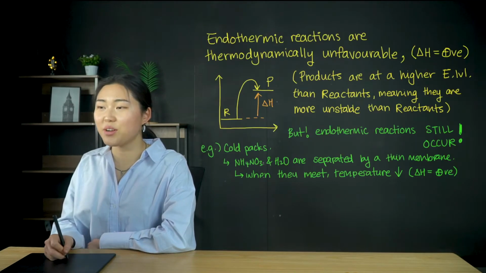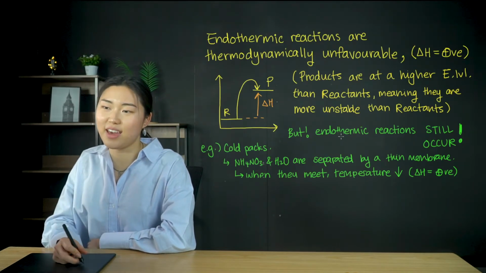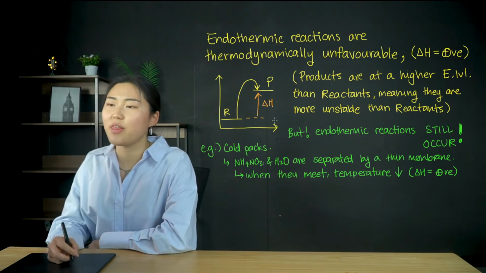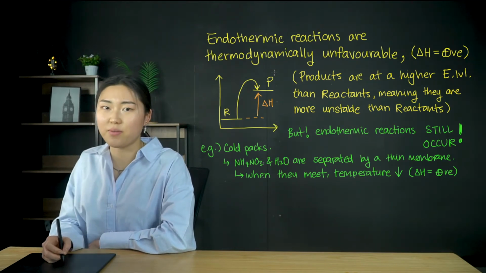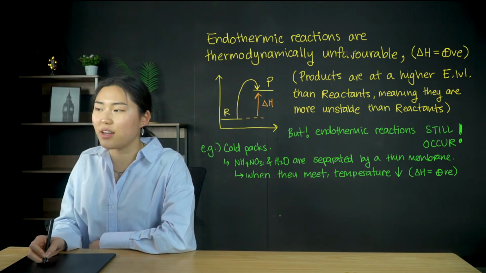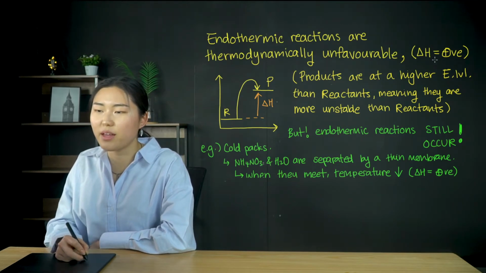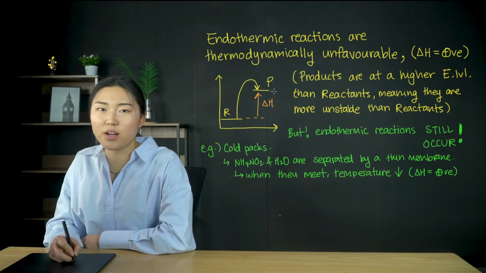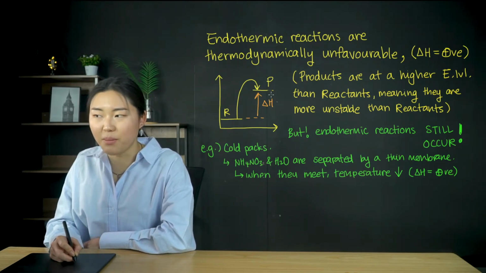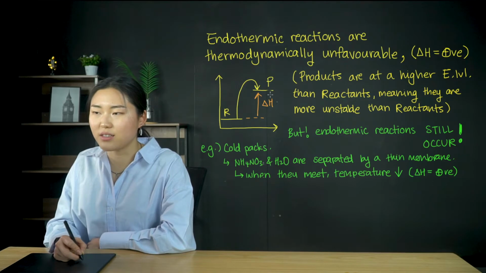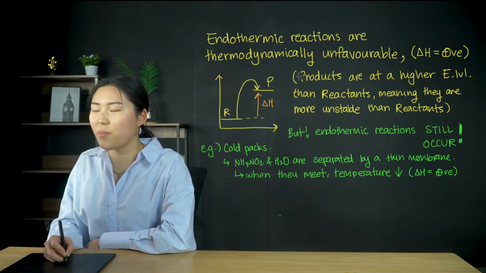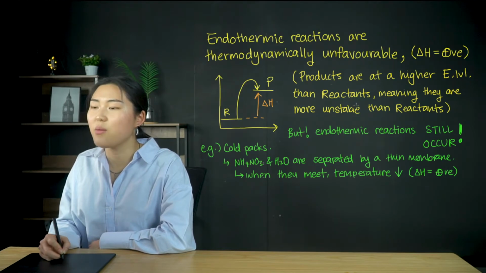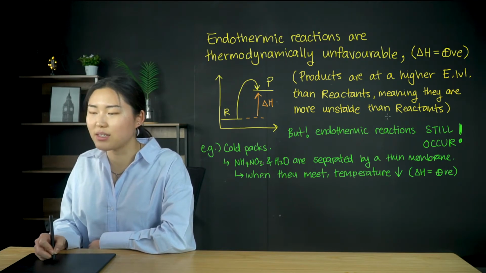So endothermic reactions, this is the energy diagram for the endothermic reaction. For endothermic reactions, they're thermodynamically unfavorable because the delta H is positive. So we're going from a lower energy level to a higher energy level. So the products are more energetically unstable than reactants. So over here, let's read that through. Products are at a higher energy level than reactants, meaning they are more unstable than reactants.